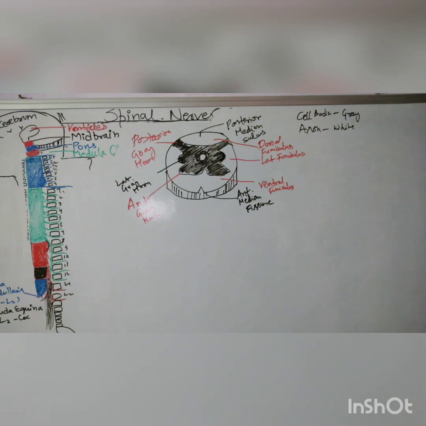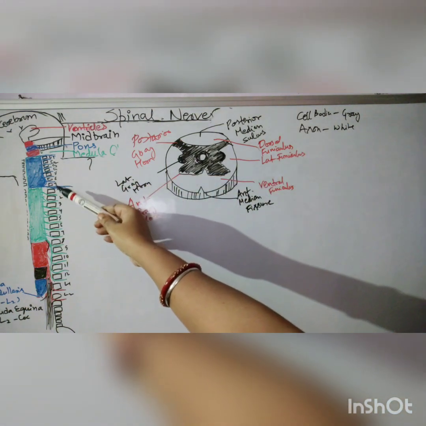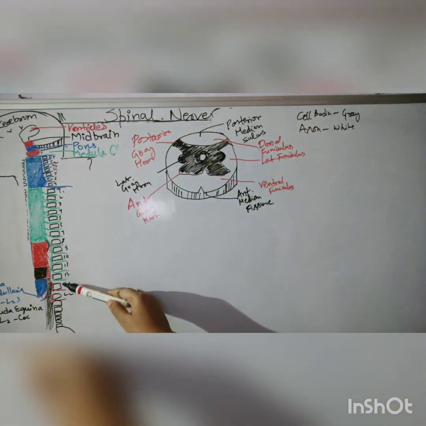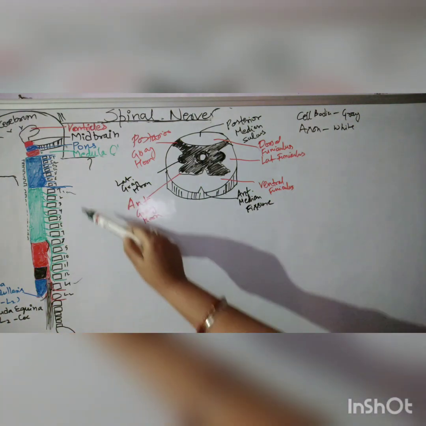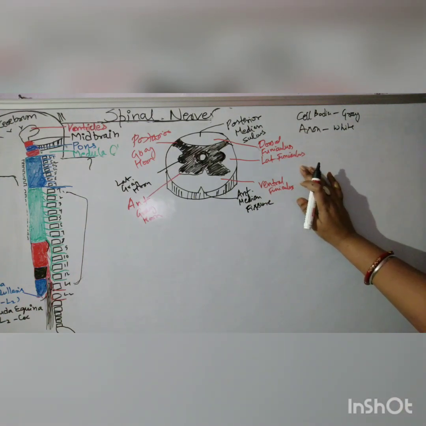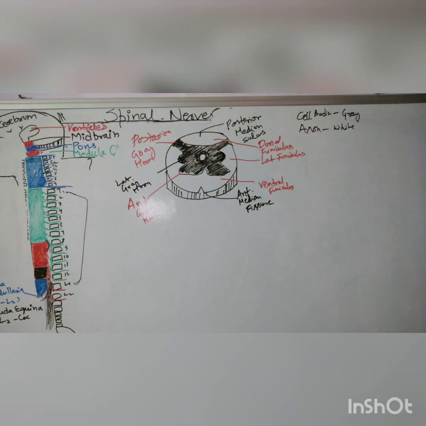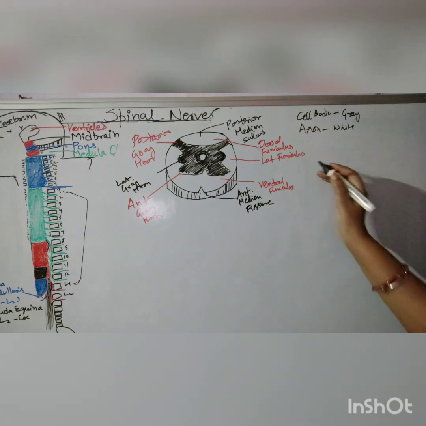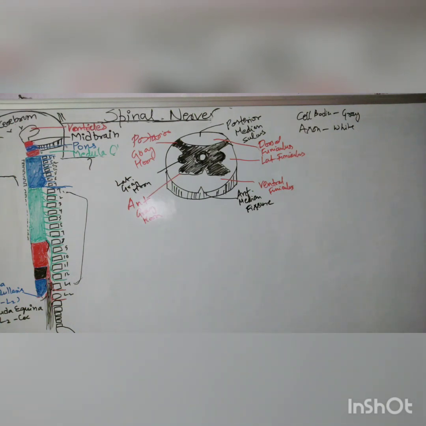Now this is complete. One more thing about this lateral horn: it is present only between L1 and L2. Means from here to here. From this portion, this lateral horn will be present, and it consists of the preganglionic motor neurons of the sympathetic nervous system. So it is important.